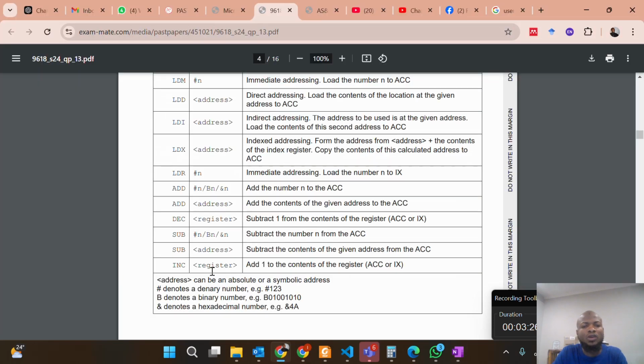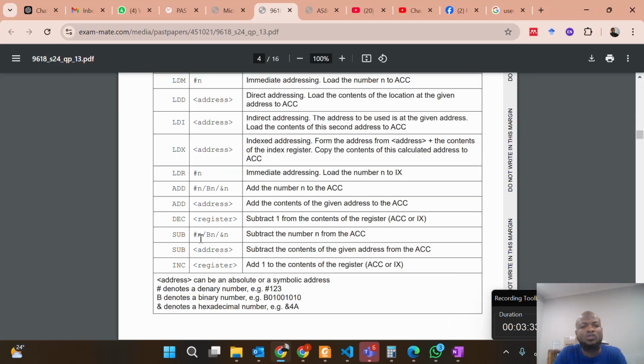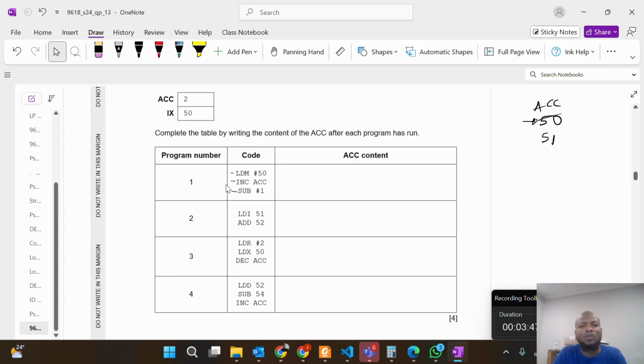So you go back to the table again to check what SUB is. You can see a hash before 1, which means the number 1. SUB means subtract the number n from the accumulator. So you are asked to subtract the number from the accumulator. What is the number? 1. So you subtract 1 from 51. The content of the accumulator was 51, and when you subtract 1, it becomes 50. So the accumulator content is now 50. I hope this is understood.